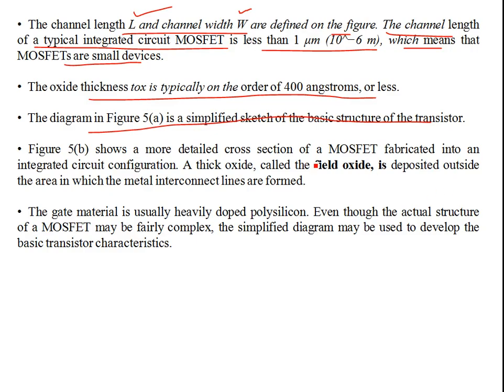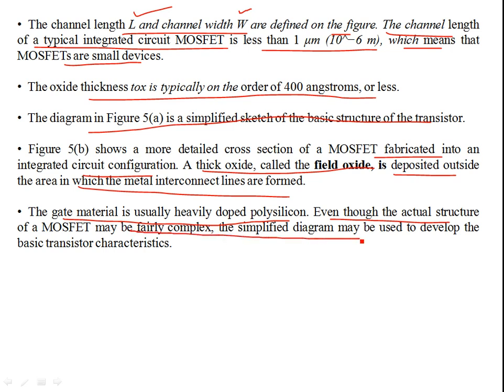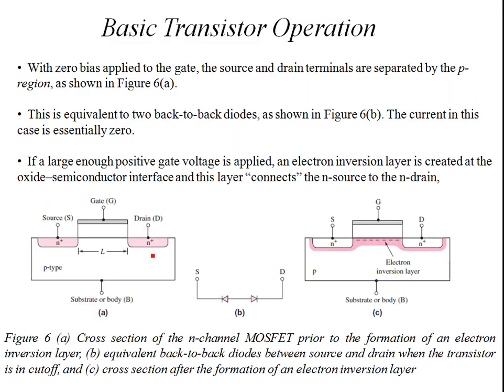So, MOSFET, detailed cross section for MOSFET fabricated into an IC configuration. So a thick oxide called the field oxide is deposited outside the area in which the metal interconnect lines are formed. The gate material is usually heavily doped polysilicon. It could be aluminum as well. But commonly it's heavily doped silicon. Even though the actual structure of MOSFET may be fairly complex, the simplified diagram is good enough to develop the basic characteristic of the transistors, as we're going to see the IV characteristic.